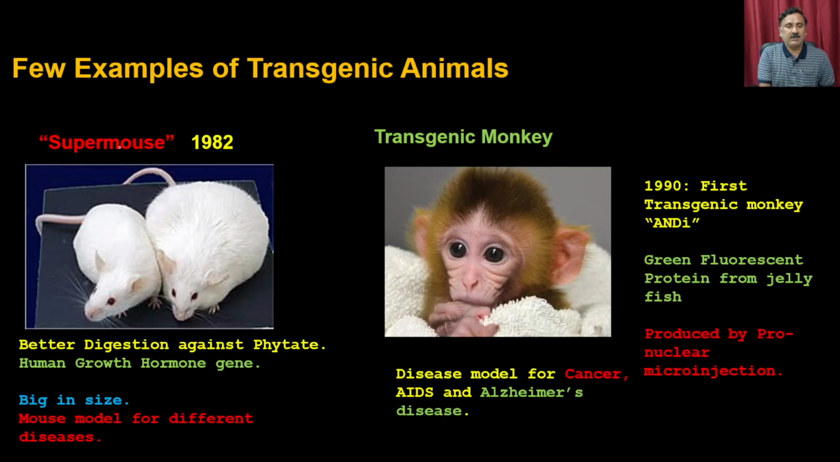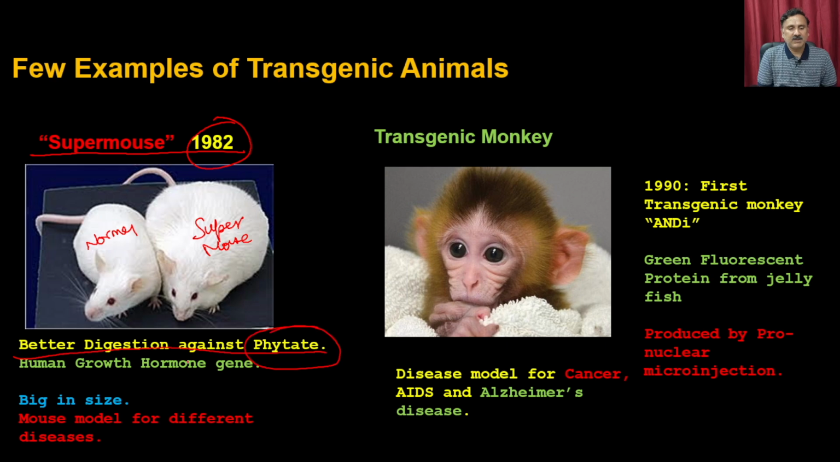Then we also have the super mouse, which was developed in the year 1982. You see this is a super mouse, and this is the normal mouse. This super mouse has better digestion of phytate, and the human growth hormone is overexpressed in the super mouse. They are big in size, and they are used as mouse models of different diseases.